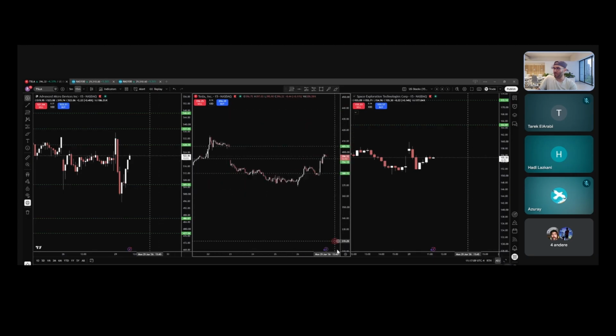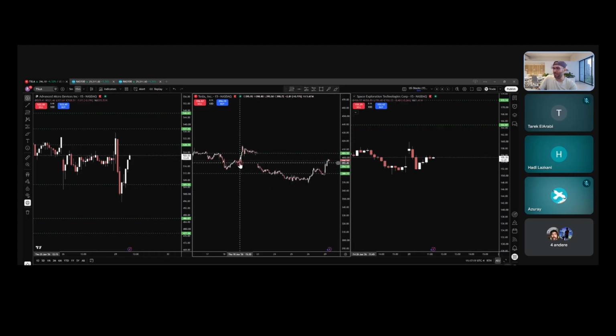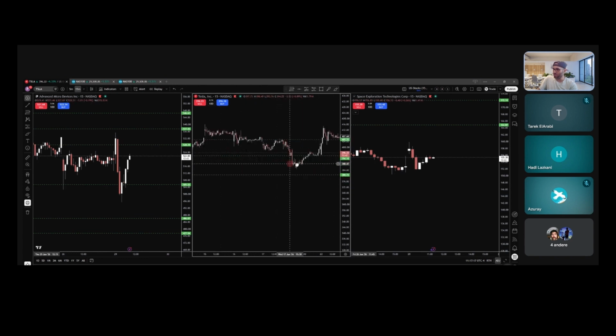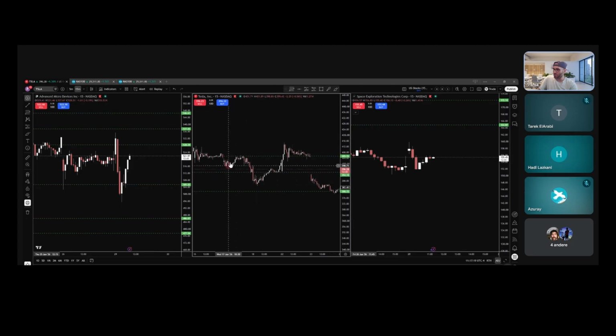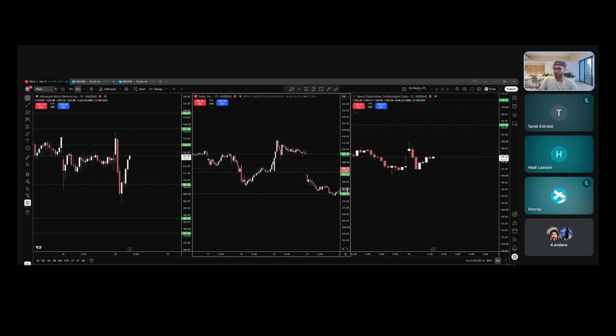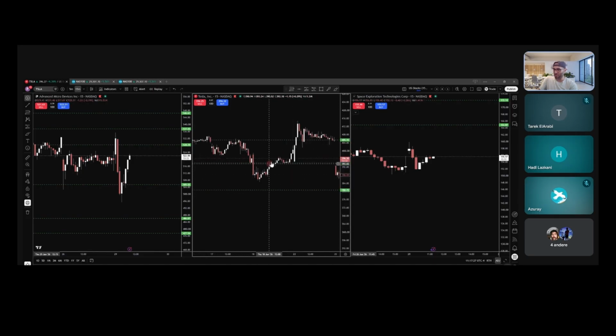I actually had a level from previous days here. You see what happened here? It couldn't go through, and then it came here. It broke it and retested. That's actually perfect. That's what I like. It retested and went up again. And then what happened?